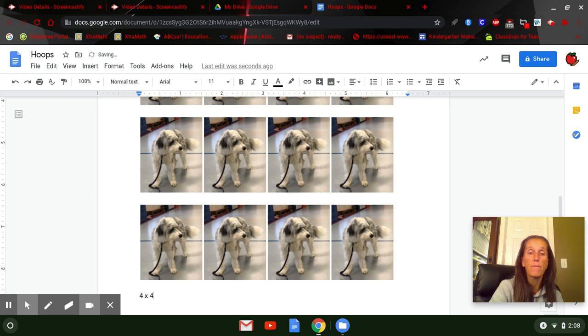Now I'm going to times it by how many pictures of Boomer per row. It's 4 times 4 equals, and if I did 4 times 4, it's actually the same thing as saying 4 plus 4 plus 4 plus 4. My answer would be 16. And if you wanted to check yourself, you could count up all the pictures individually.